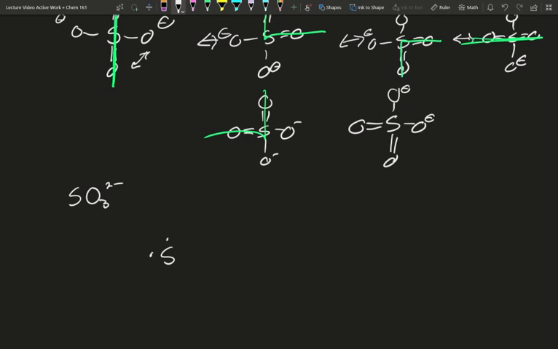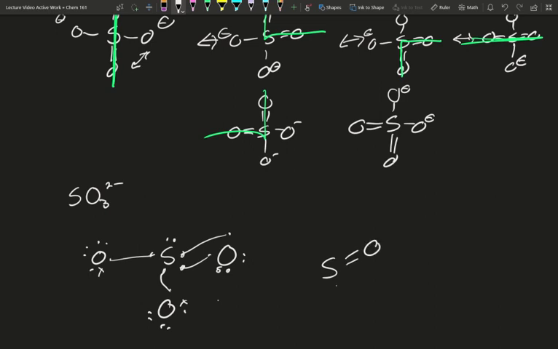And so if you just said, hey, draw this ion, you'd put your atoms down. You'd put your extra electrons on. You'd bond. And then you'd have to break up a lone pair, one more from each of those. And you end up with a sulfur, double bonded to 1 oxygen, single bonded to 2 oxygens with a lone pair on it.